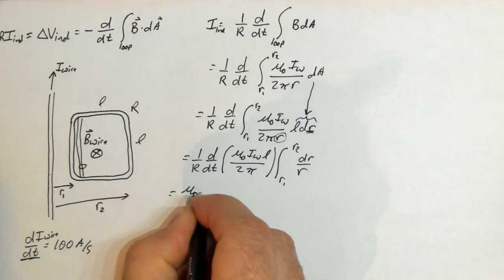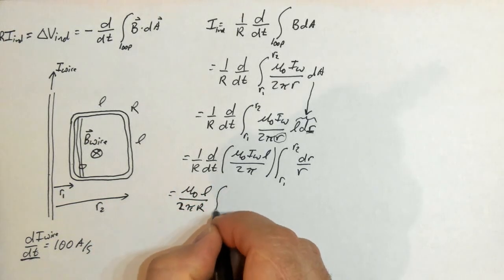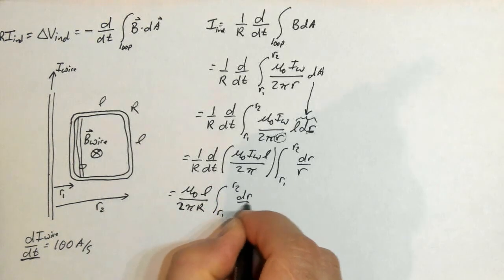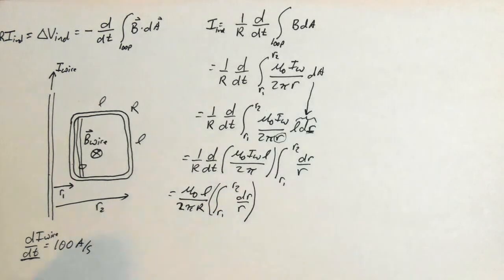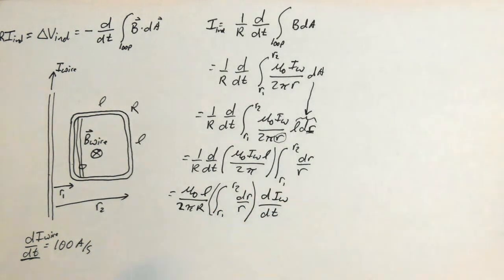So I'm going to have a mu naught L over 2 pi r, integral from R1 to R2 of dr over R. And that's just a number once I'm done with that. Okay, and I just have di wire dt. That's the only thing being acted on by the time derivative. Okay, so most of these things I know. I know the length of the wire. I know the resistance in the wire. The rest are constants here. This I know. This is just a number. That's 100 amps. So even though it's some funky derivative, it's just a number. It's a rate of change. Okay, that's just a number.